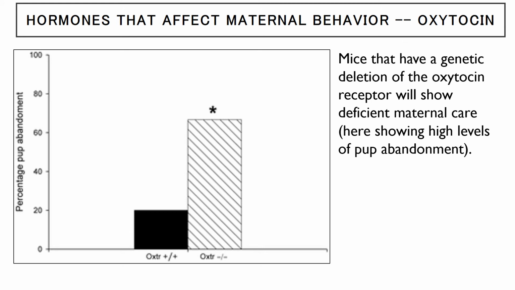Another way to show this is to use genetic knockouts. That's one thing that's nice about mice, especially: for mice that have a genetic deletion in one of the oxytocin receptors, they will be deficient in showing maternal care.